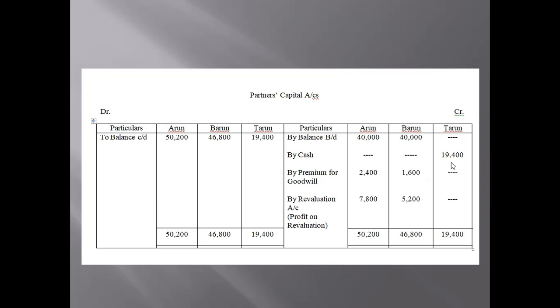Okay, write the amount. Till now don't write this amount 19,400, because we don't know from where it has come. In the question also it is not mentioned. But we just came to know how much Tarun will bring as his share of premium for goodwill. He will bring 4,000. How do we know 4,000?